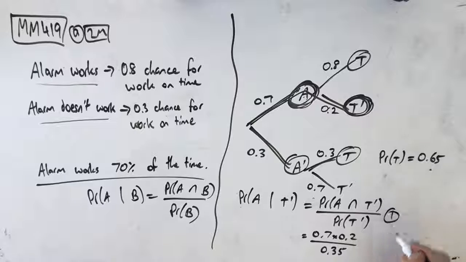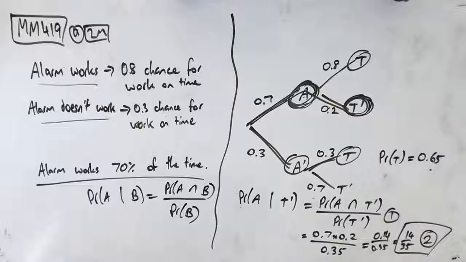Now this is actually our first mark down here. And then our second mark is given by 0.14 over 0.35, which is 14 on 35. That's our second mark there. And that's it. So guys, 14 on 35 is our final answer for part B of MM419.